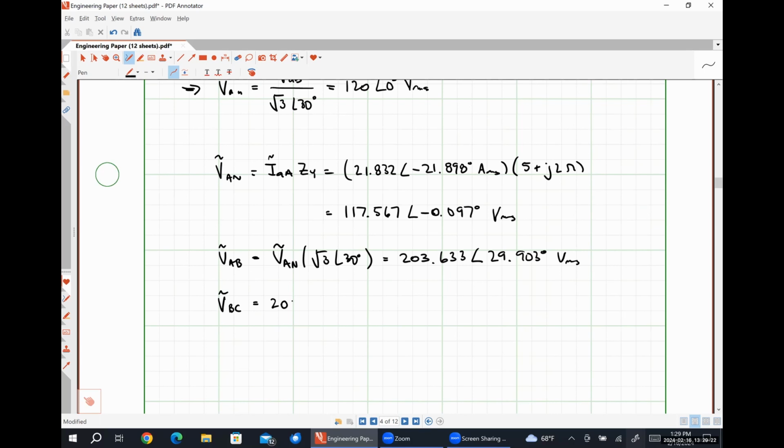And from here, we could say that VBC is just going to be 203.633 angle 29.903 minus 120, which is negative 90.097. And VCA is, let me take 120 degrees away from that, 203.633 angle negative 210.097 degrees volts RMS.